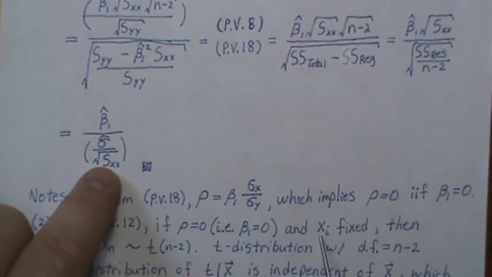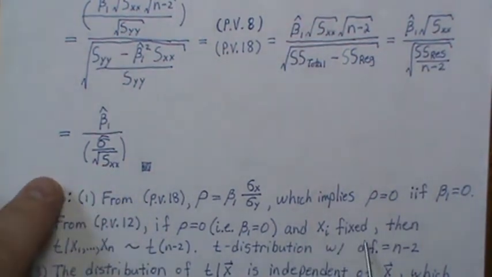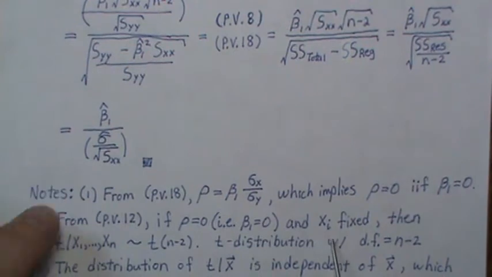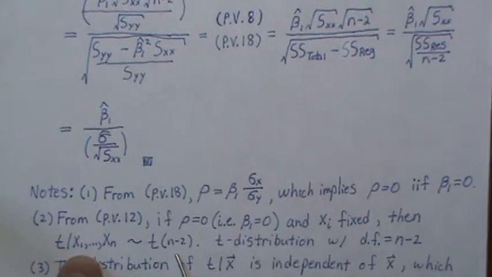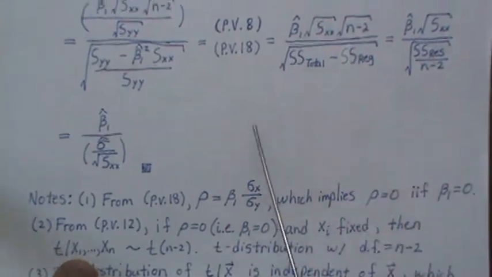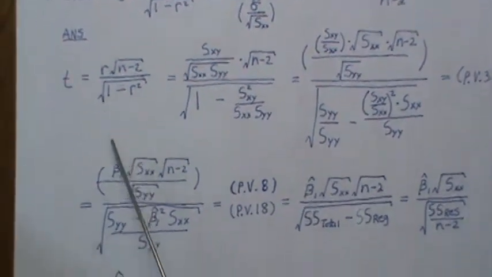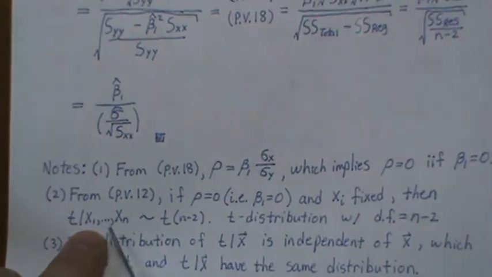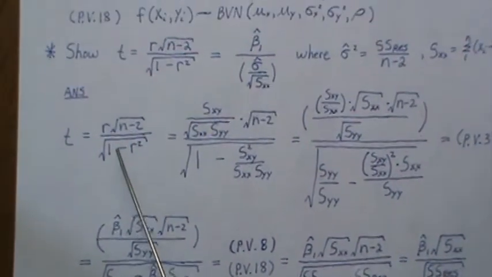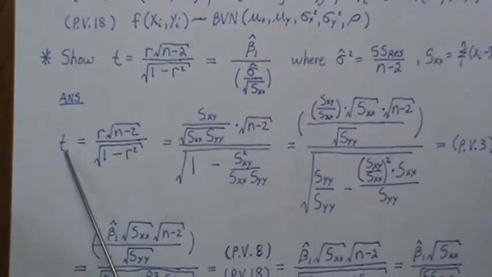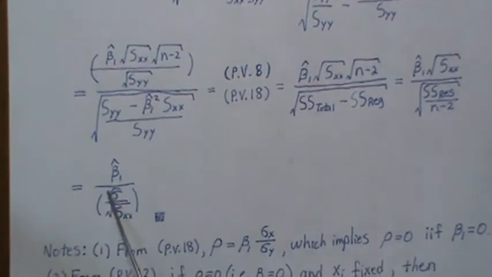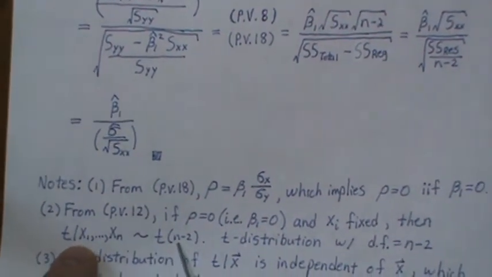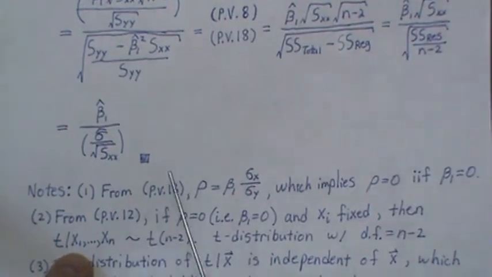if rho is 0, meaning beta 1 is 0, and we were in the x fixed scenario, simple linear regression where x is fixed, so beta 1 is 0, x is fixed, then this right here had a t distribution with n minus 2 degrees of freedom. And now we can write this like this. So if t is this right here, but we condition on the x's, that's saying fix them. Remember, x and y are random. So if we condition on x, that's saying fix the x's. Well, that means this right here is a t distribution with n minus 2 degrees of freedom. Okay? That's how we derived it.